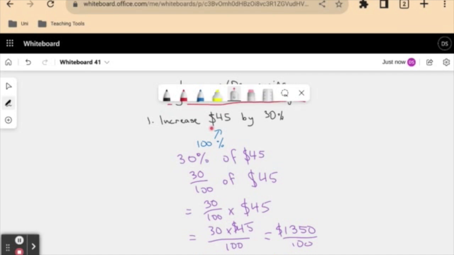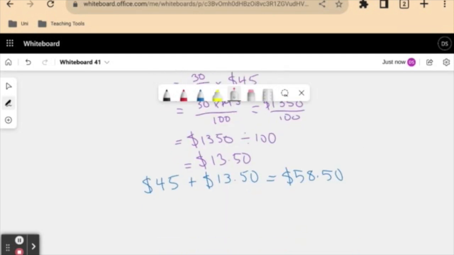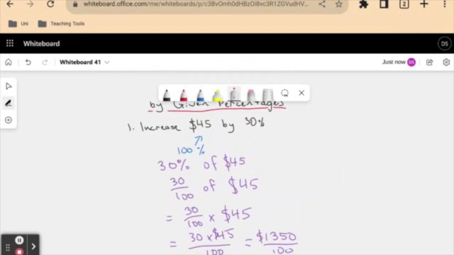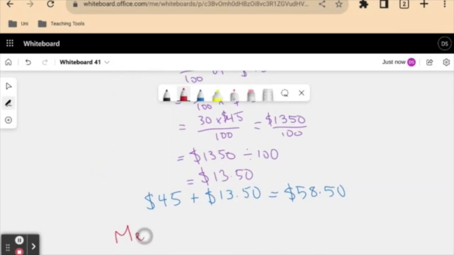Now, a quicker way to do this, well, let's think of our $45 as making up our whole, as making up 100%. So increasing this by 30%, that's going to be, actually, let me write here. We have method 1, and I'm going to show you method 2 here.